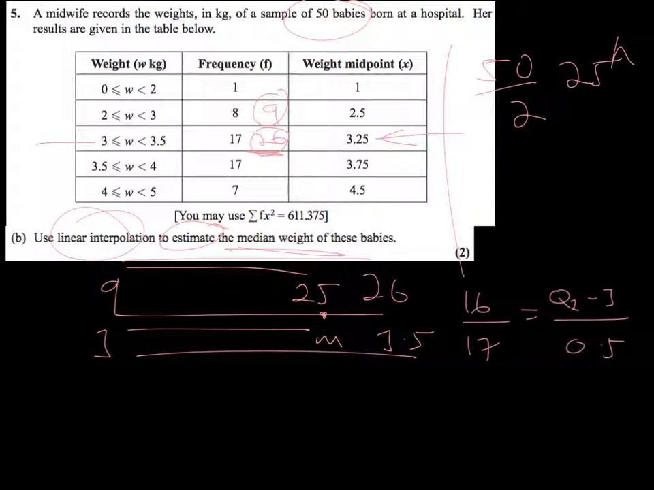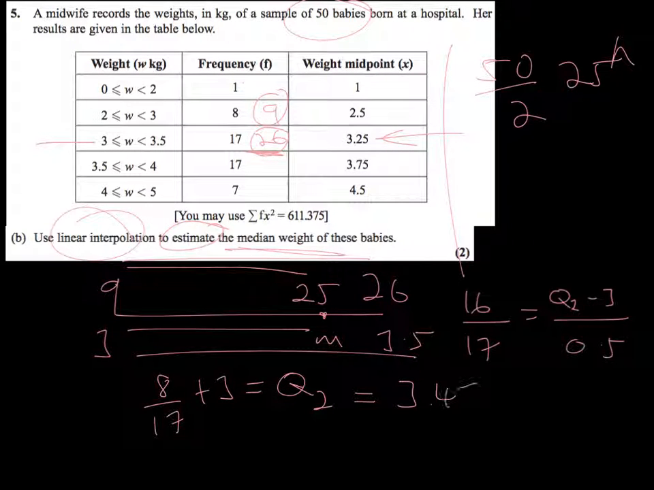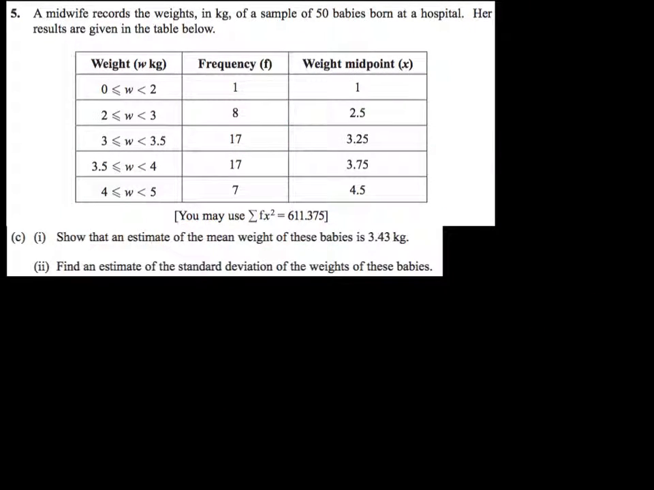So if I simplify that, multiply both sides by half, I'm going to get 8 over 17 plus 3 is equal to Q2, and that is going to give me a value of 3.47.